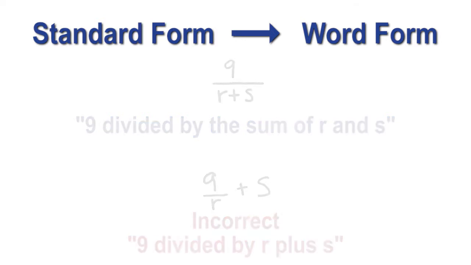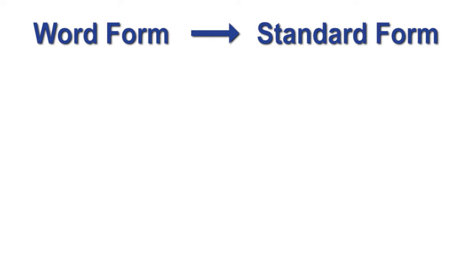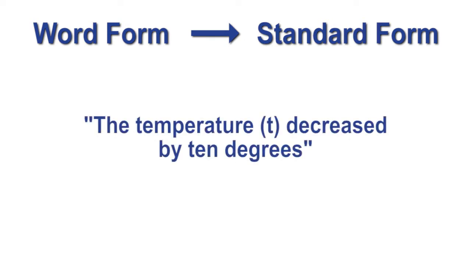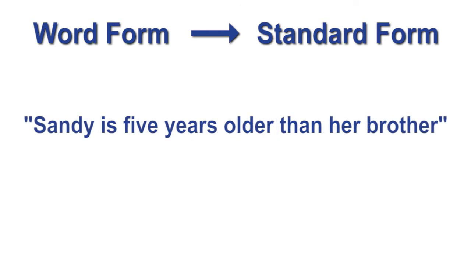Now let's work on some problems where the written form is given and the standard form is needed. The temperature outside fell 10 degrees. The temperature T fell or decreased 10 degrees. The expression to match this would be T minus 10. Sandy is 5 years older than her brother. In standard form, it could be written in terms of the brother, B plus 5, or it could be written in terms of Sandy, S minus 5.